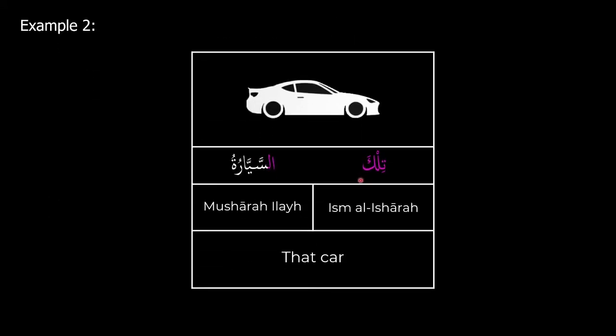Next we have tilka as-sayyaratu. So we have tilka as the ismul ishara, which is the pointing word, and then we have as-sayyaratu, which is the mushara ilay, because again it begins with an al, comes right after the pointing word, and it matches in gender, number, and status, because tilka is feminine and so is sayyaratu, and the number is singular and singular, and the status is rafa and rafa, which you can tell by the dhamma right here. And this whole thing together becomes that car, which is also a pointing fragment.